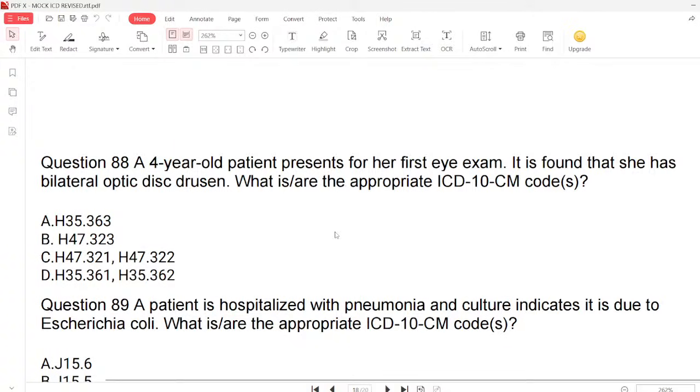Actually, the code it is for mentions the diagnosis, optic disc drusen.